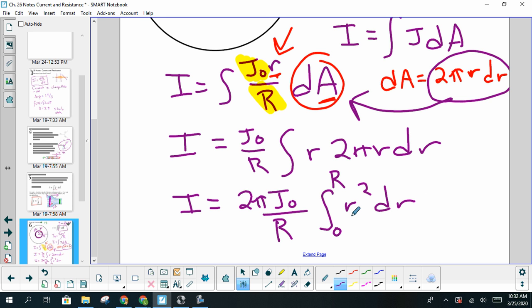So hopefully you can see, I'm not going to do the rest of that integration for you. That one's a pretty straightforward, easy one. The next one's a little bit tougher, but I think that you all can handle it. You can do it.